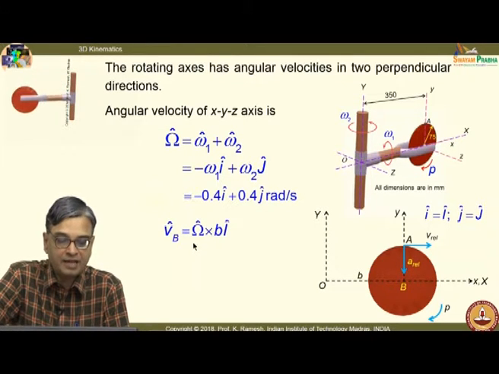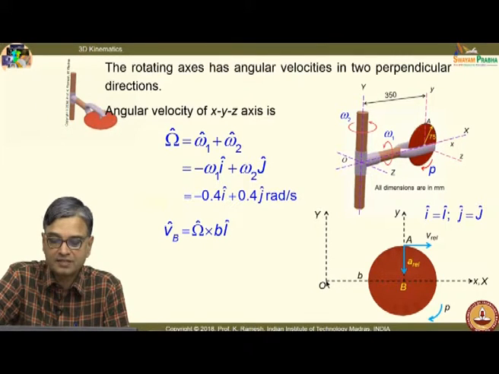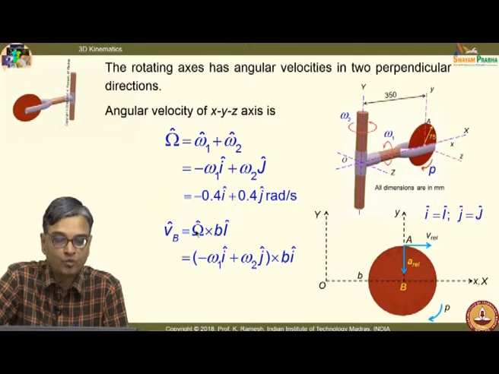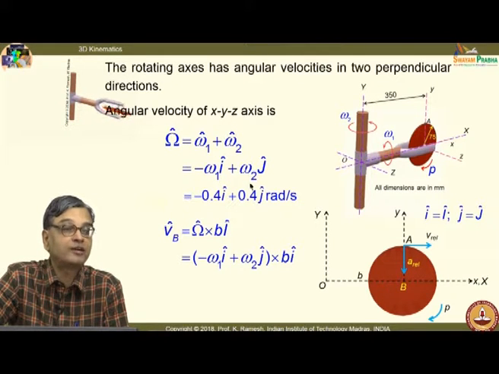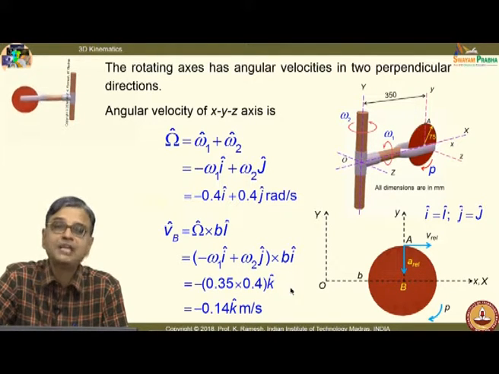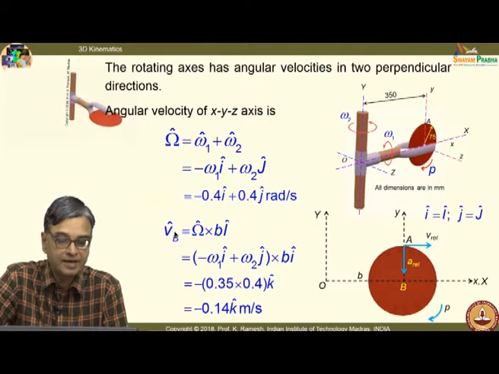And I have VB as the coordinate velocity. So, this is the position vector. I have this as BI, and B is also given, it is given as 350 millimeters. I know omega. When I say omega, I must recognize that it has combination of omega 1 and omega 2. So, I have the expression translated into numbers, and finally, I have missed some substitutions. Please verify them, and if there are any typographical error, please bring it to my attention. I get VB as minus 0.14 k meters per second.